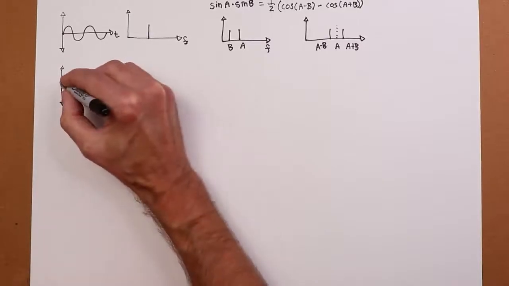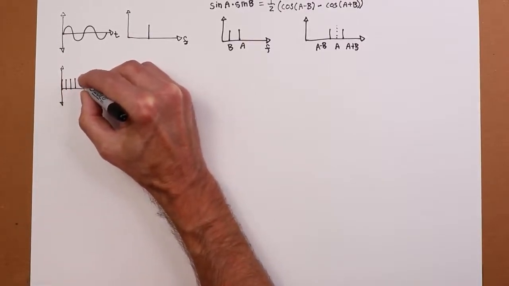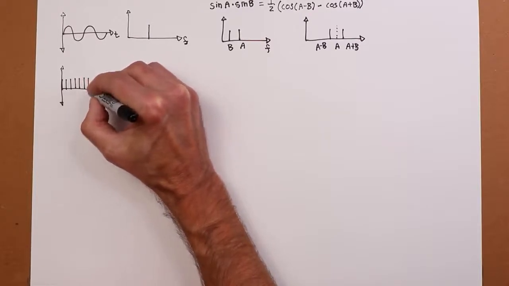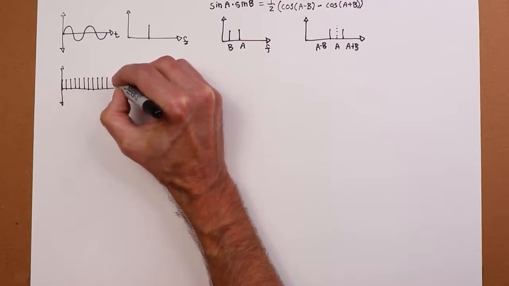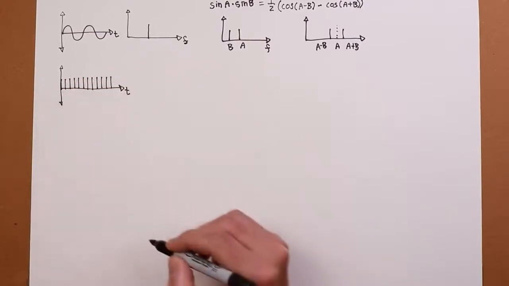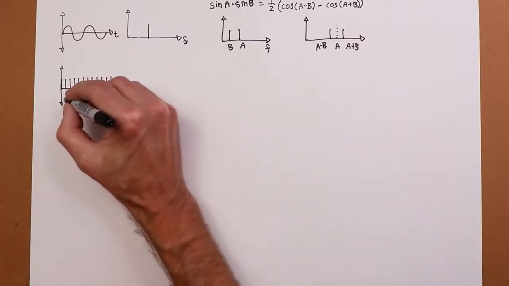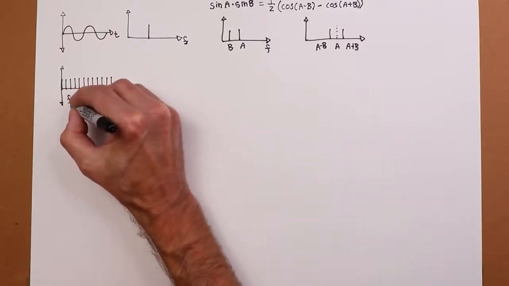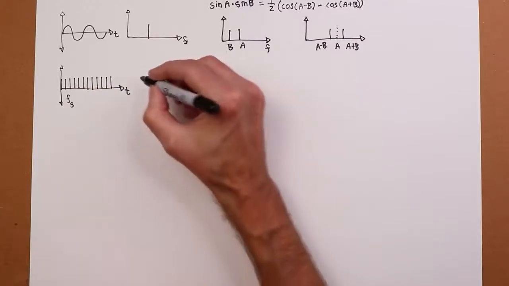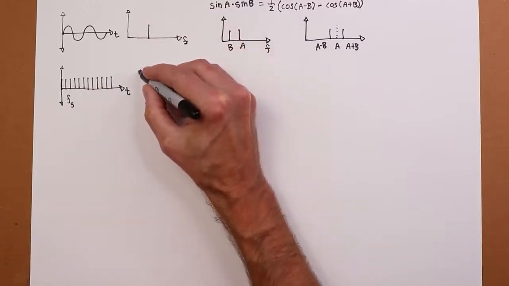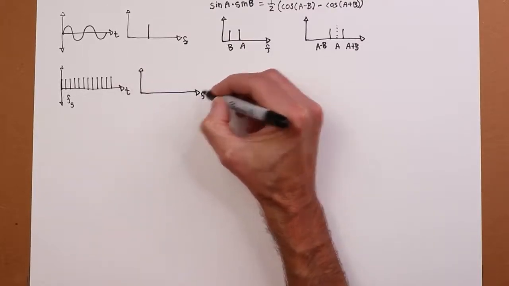Essentially, it looks like this. We just refer to these as unity amplitude pulses. Ideally, they're infinitely thin, but they have a certain spacing. The rate at which they reappear, we'll call Fs, the sampling frequency. Now, if I look at this in terms of its spectrum, again, like I did above, we have a pretty interesting spectrum.